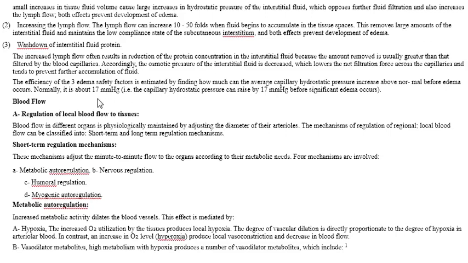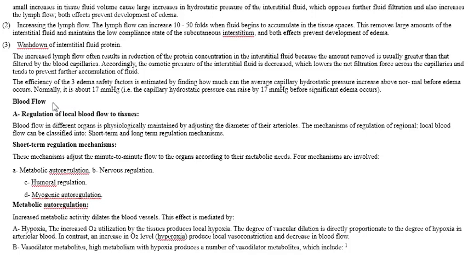The efficiency of the three safety factors is estimated by finding how much the average capillary hydrostatic pressure can increase above normal before edema can occur. Normally it is about 17 millimeters of mercury. These are the safety factors.